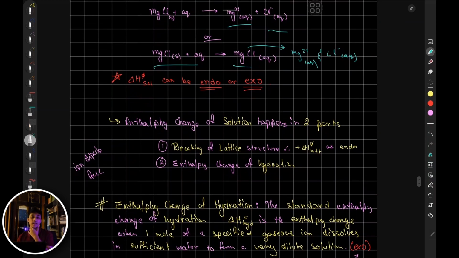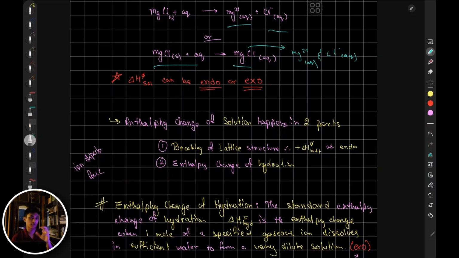Enthalpy change of solution actually takes place in two parts, in two steps for that matter. First, the ionic substance, the solid or the lattice structure, is broken down, meaning it is the reverse process of the enthalpy change of lattice energy of formation. It is the reverse process of lattice energy of formation.